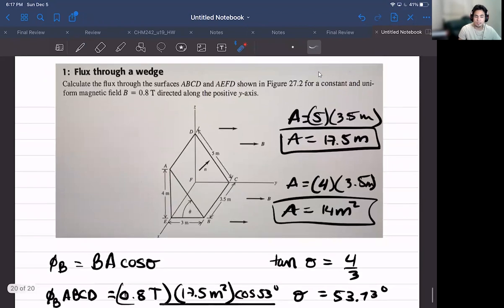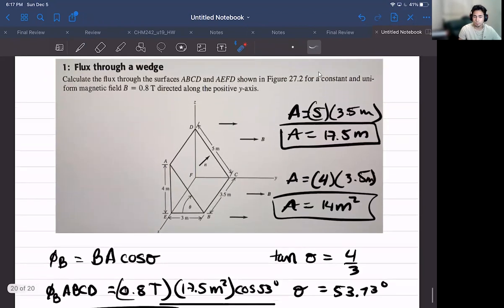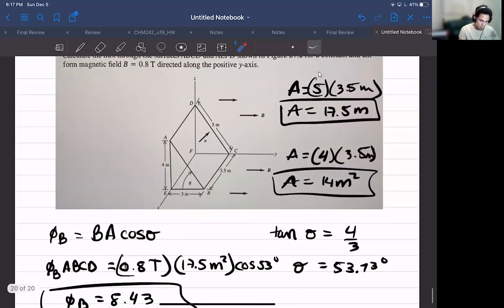And the flux is the amount of magnetic field lines that are going through a surface per unit area, right? So we can write the equation of the flux like this: B being the magnetic field, the area, and cosine of theta, in this case being the angle between the normal line of the surface and the magnetic field.